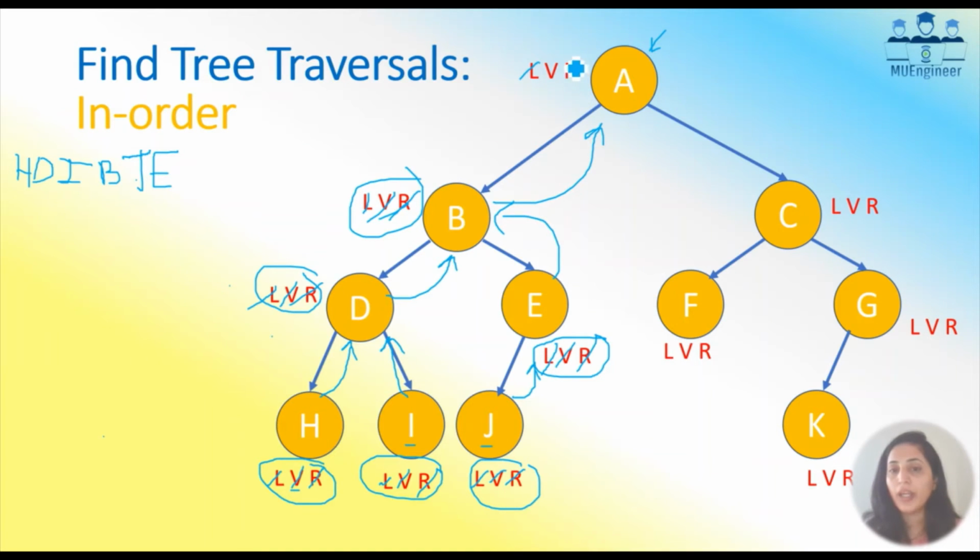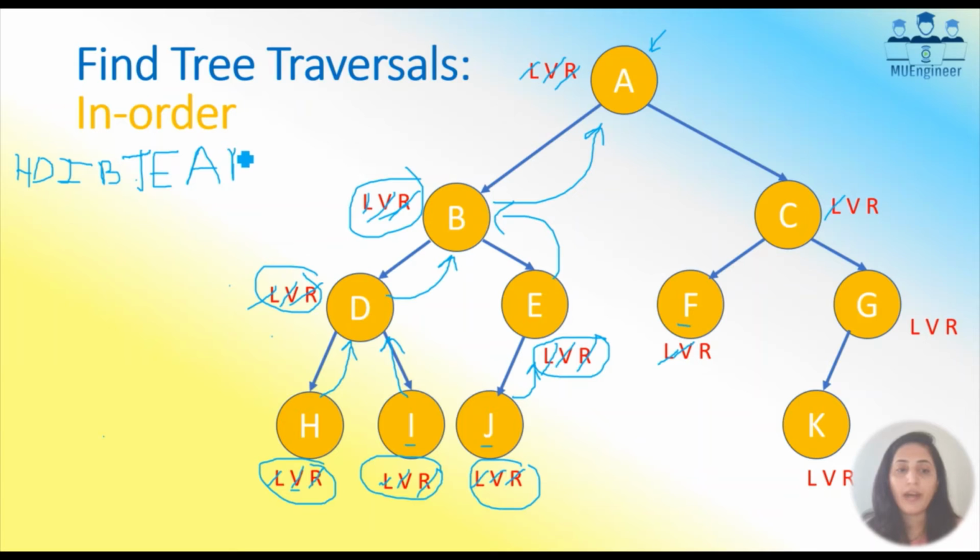Now A says, okay, now you visit the node. So I will write down A over here. Okay. After that, A says go to the right. So on right of A, we have C. C says, okay, first you go to the left. So I will go to the left of C, that is at F. F says go to left. Okay, but there is nothing on left. So I come back. Now F says visit the node.